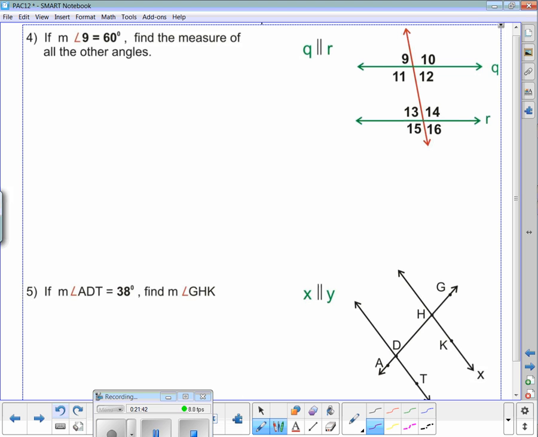Let me give you one more question. Give me the alternate exterior angle to angle 16. Alternate exterior to 16 on 3 is 9. All right. So be careful with your corresponding.